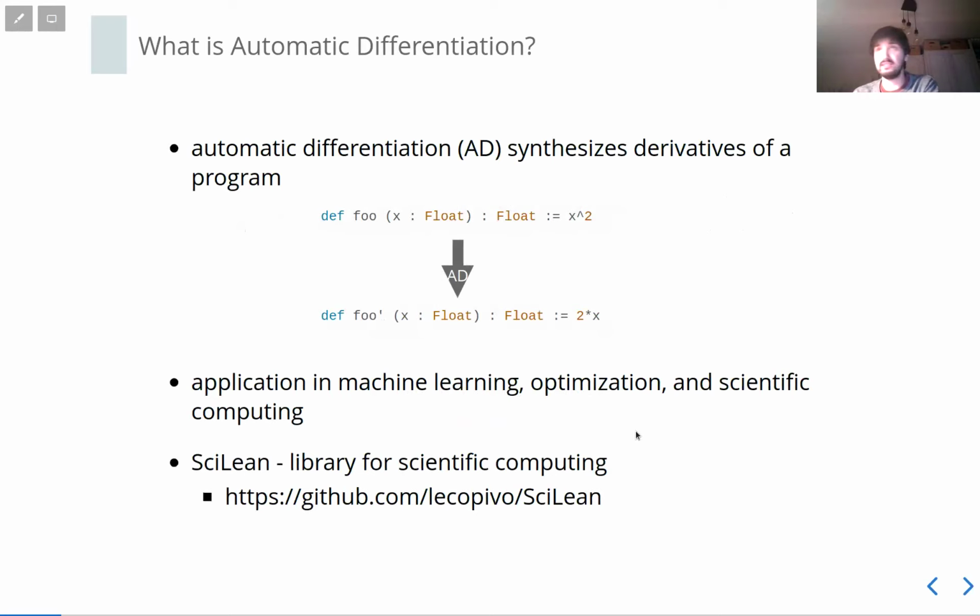And this tool has many applications, mainly in machine learning, especially when training neural networks, also in optimizations, and in general, like in scientific computing, when you solve, for example, differential equations. And all of these fields are extremely math heavy. And therefore, I think that Lean, because it's a theorem prover, might be a really good language for these fields. So therefore, I'm working on a library for scientific computing called Scilean. And automatic differentiation is part of it. And in this talk, I'm going to talk about how I did that.